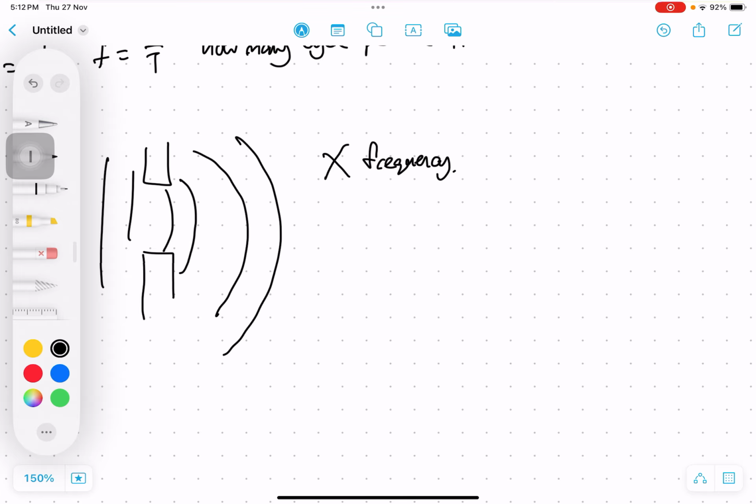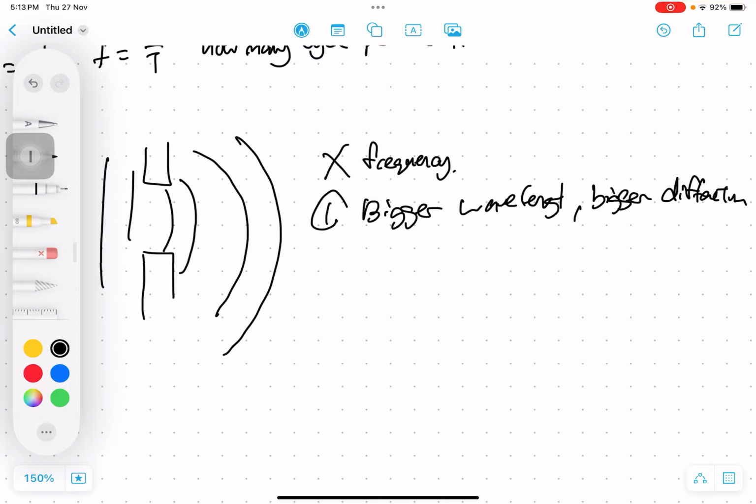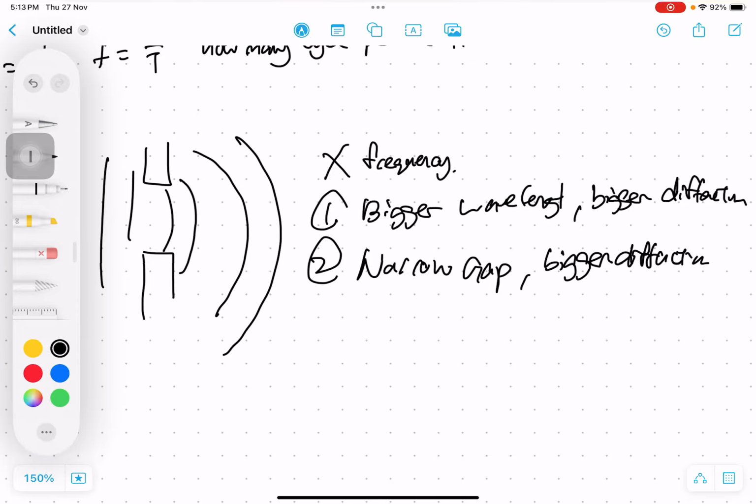What affects the diffraction? Number one, bigger wavelength means bigger diffraction. Second, a narrow gap also gives bigger diffraction. Or you can say that if the wave is faster, there is less diffraction. Usually it's like this.